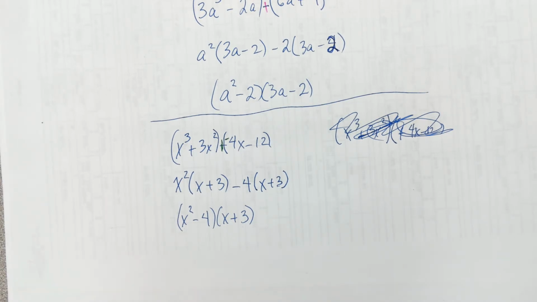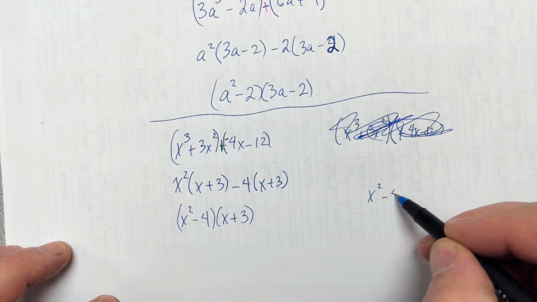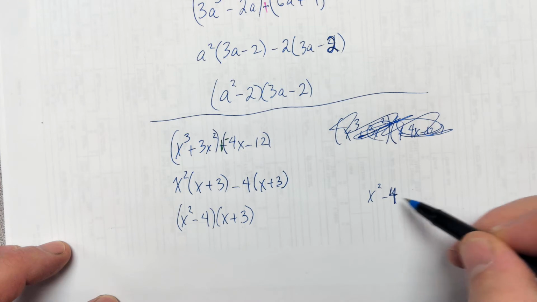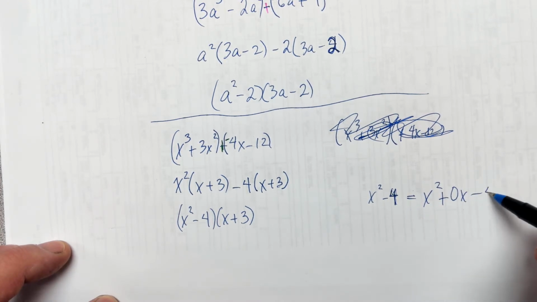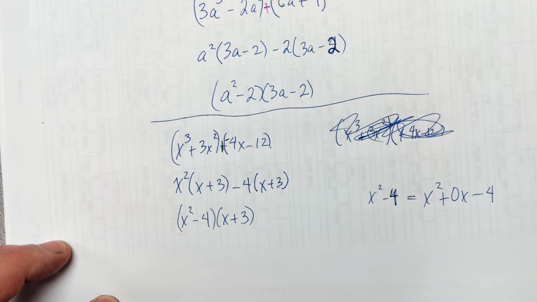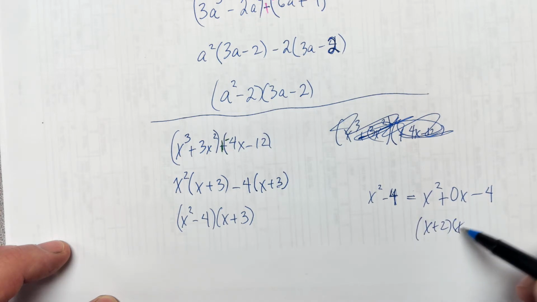But here's where it gets tricky. We're not done. You can still factor more. Because if we look at this thing right here, x squared minus 4, isn't that the same as x squared plus 0x minus 4? They're looking for two numbers that multiply to negative 4 and add to 0. That would be x plus 2 and x minus 2.